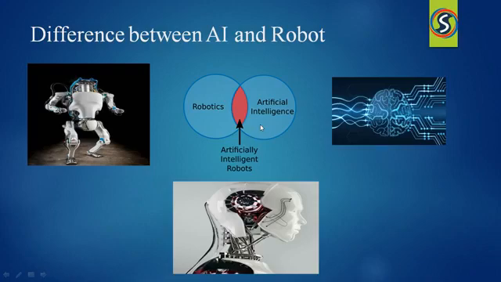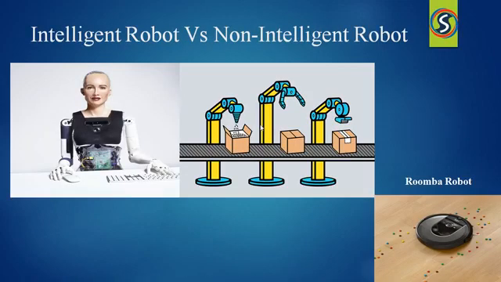In real time we are observing many kinds of robots. Suppose consider the Roomba robot. That is an intelligent robot. We use that robot for home cleaning. That robot can take directions when it encounters obstacles while moving in the home. It has some kind of intelligence. Let me tell you the difference between an intelligent robot and a non-intelligent robot. Here in this image, you can observe the difference between the intelligent robot and the non-intelligent robot.